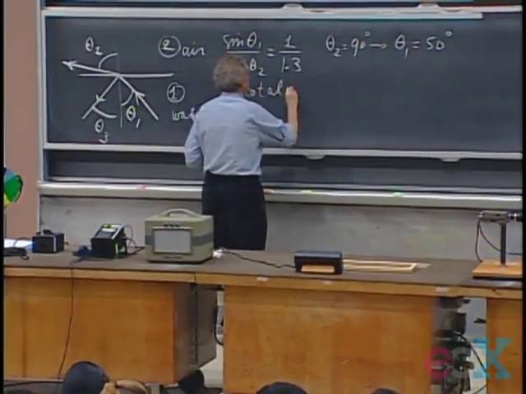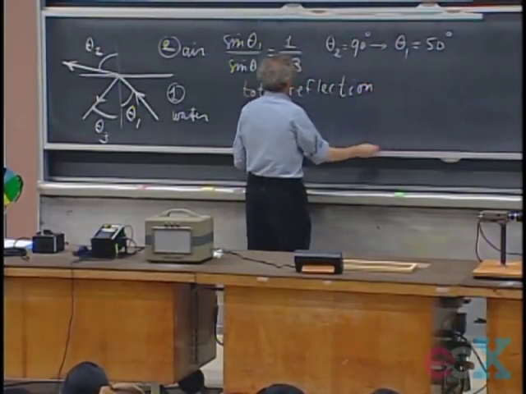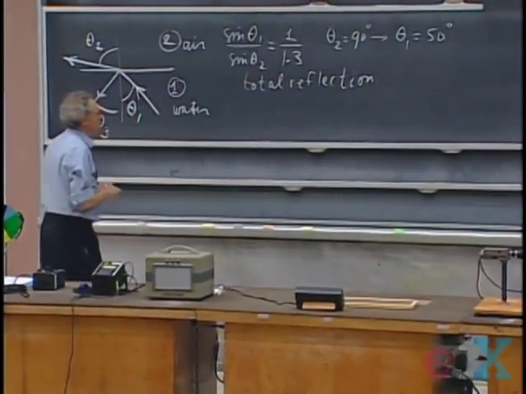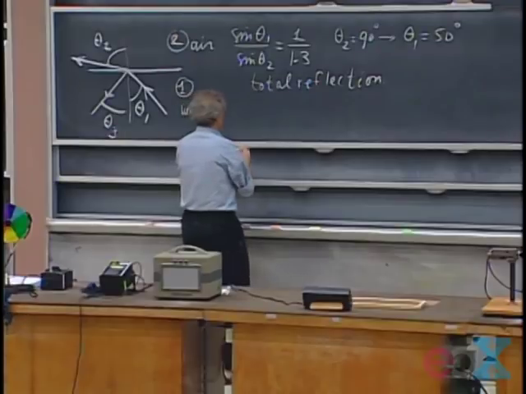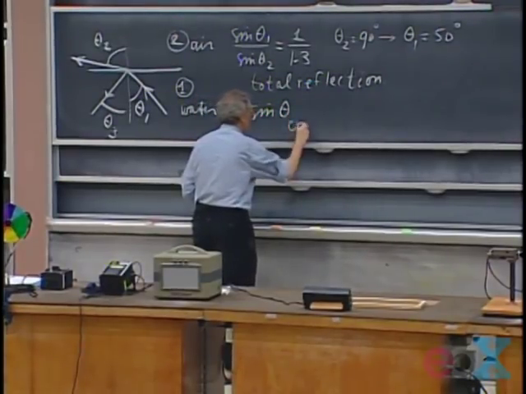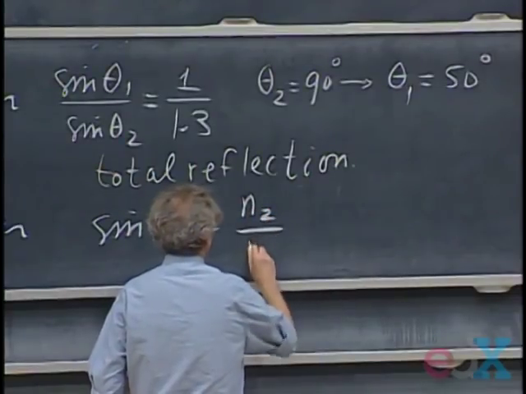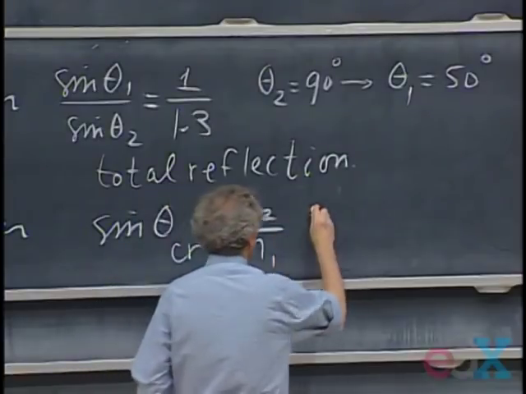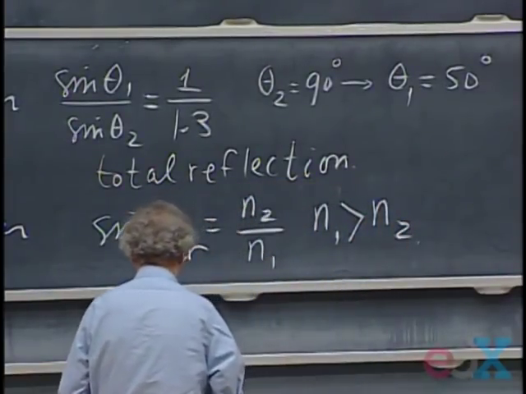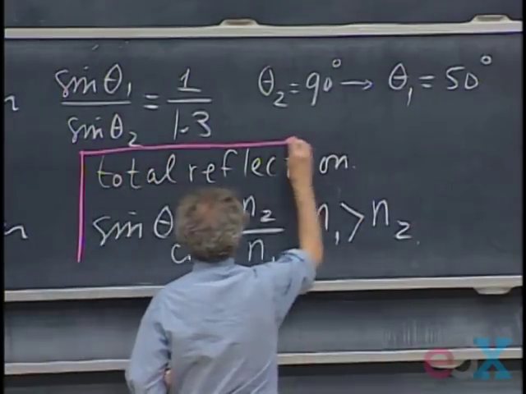Total reflection. So total reflection happens when theta 1 is larger than a certain critical angle, and the sine of that critical angle, for which I write CR, is N2 divided by N1, but there is a condition, and the condition is that N1 must be larger than N2. If that's not the case, then there is not total reflection.